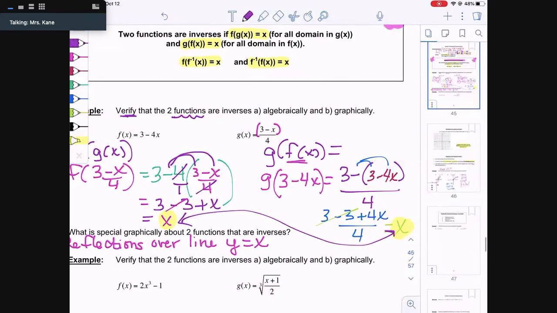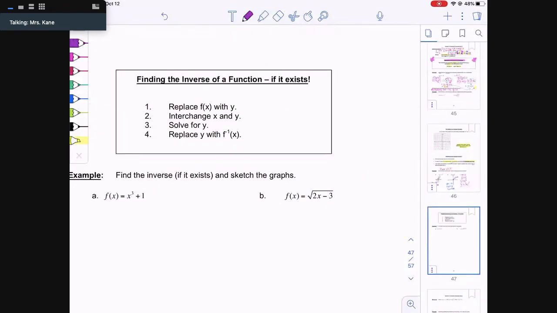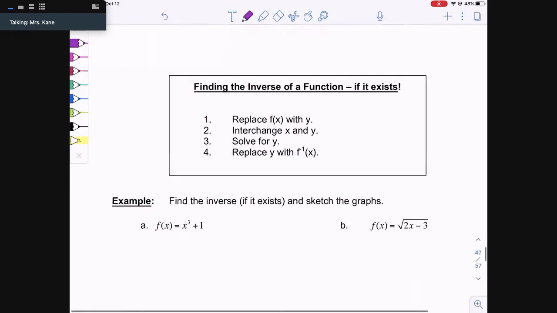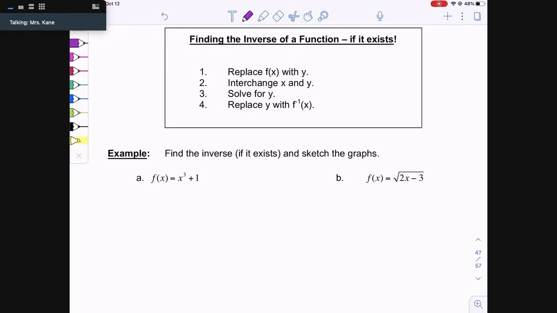So in your packet, if you just scroll down to the next page, if you say yes, a function has an inverse, then you'll be asked to actually find the inverse function. So if I look at example A, this is the one that we just did, and we said yes, this has an inverse. It passes the horizontal line test. The directions are really easy. Yes, it's 4 steps, but it's an easy 4 steps. So if an inverse exists, if you say yes, it has one.